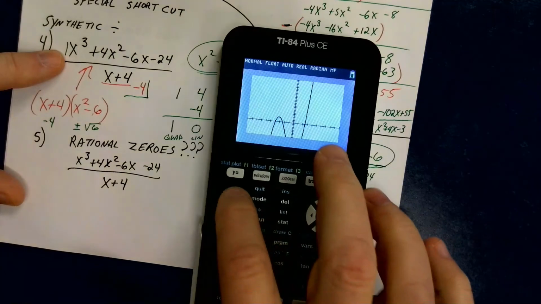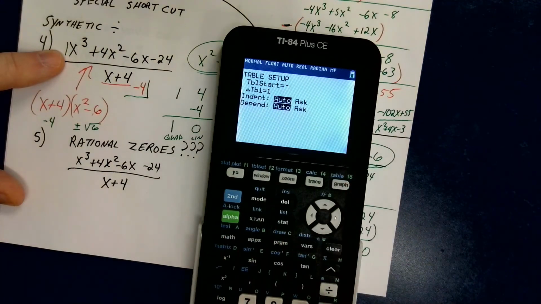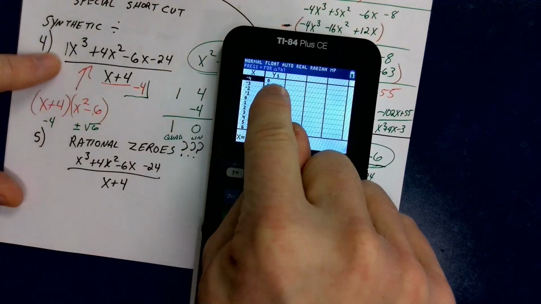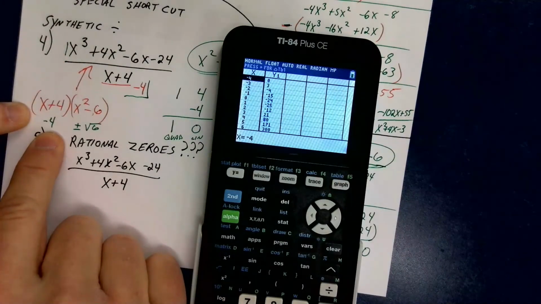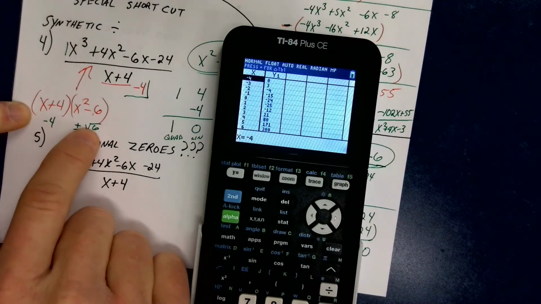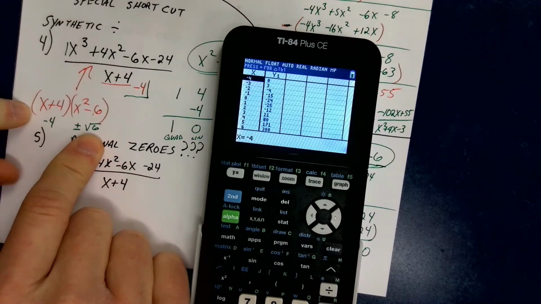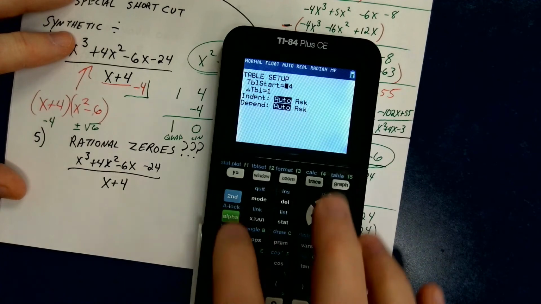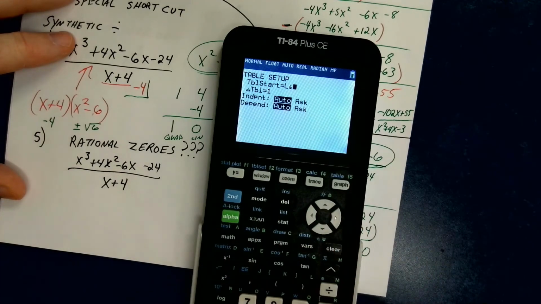So where are some of those places? Let's start my table set up at negative 4. Look at my table. You can see at negative 4 it has a 0. We said it was going to have a 0. But I also said it's going to have a 0 at the square root of 6. So let's start my table at the square root of 6.